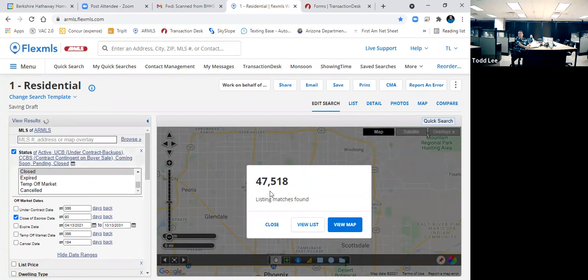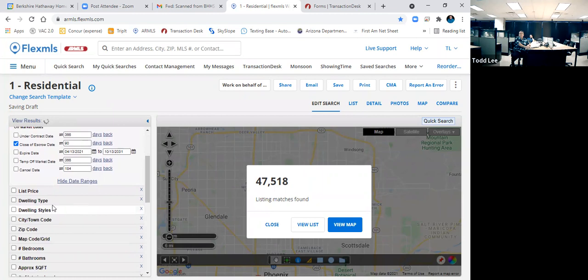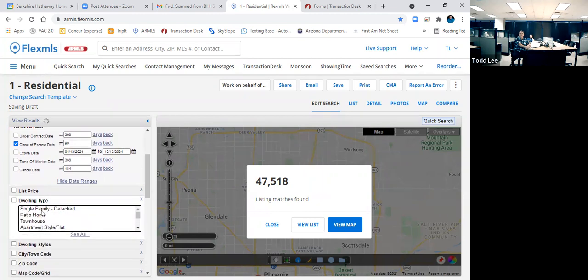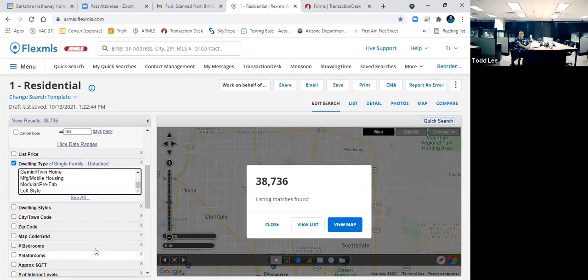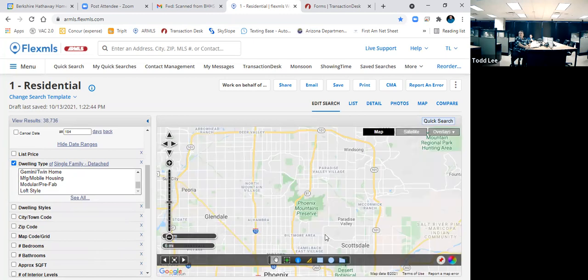All right, it still says I've got 47,000, so now I've got to reduce this even more. I'm going to go by dwelling type. We know it's a single family house. And now I'm going to pull in the radius, or the area, around that property. So I'm going to click over here and close that. Then I see this little thumbtack down in the corner. I'm going to click on that and say that address one more time.